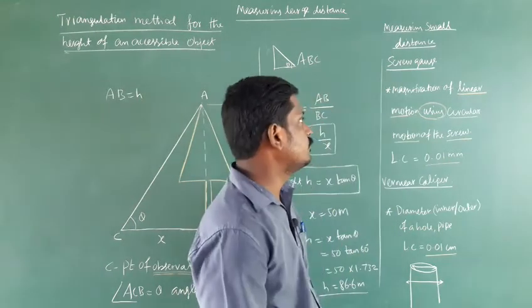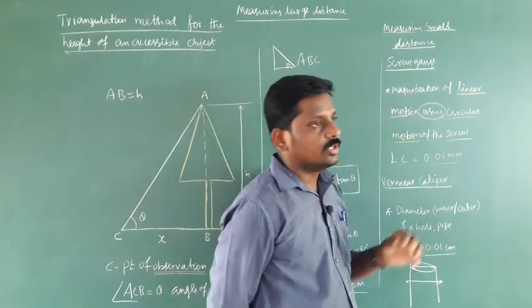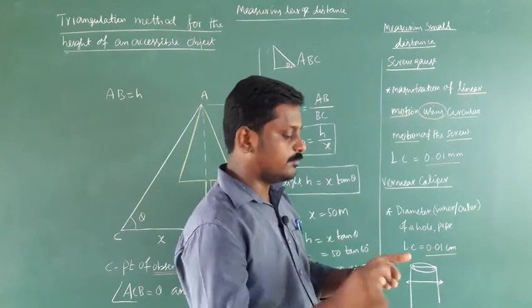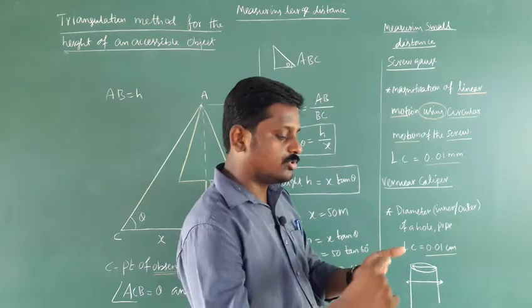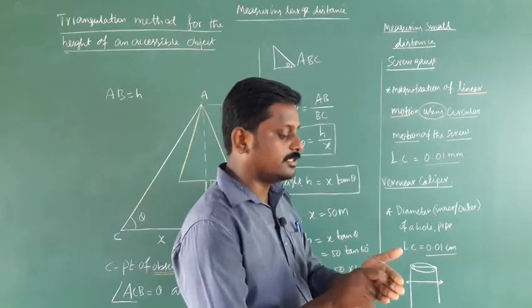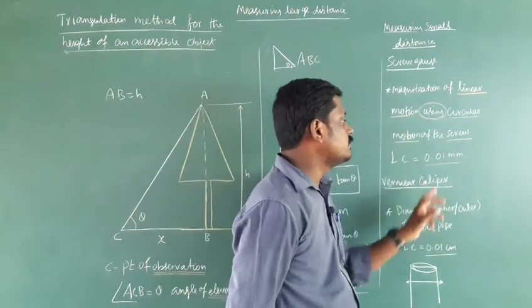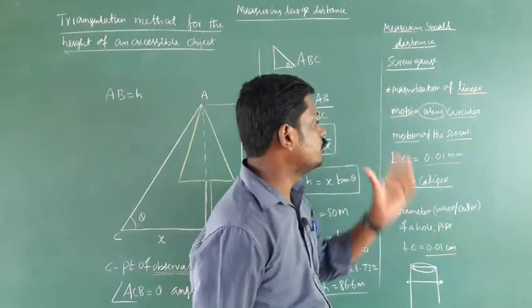What is the working principle? That is magnification of linear motion using circular motion of a screw. In a screw gauge there is a pitch scale and a head scale. If you rotate the head scale, there is a linear motion using a circular motion. By seeing the pitch scale as well as the head scale, we get the readings. The least count of the screw gauge is 0.01 millimeter. That is the least value it can measure using the screw gauge.